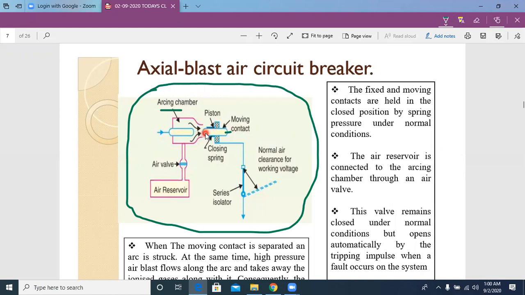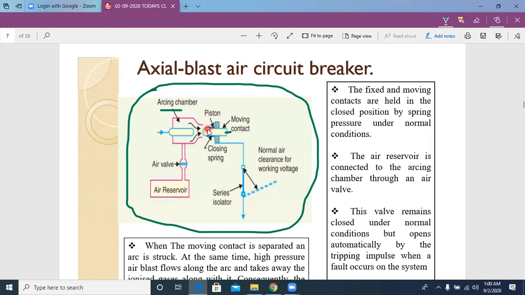At the same time, when the arc is initiated, the valve is opened due to some tripping action. So when the valve is open, the pressure air comes to the arc chamber. If it is an axial blast, that means the flow of air is along the arc path.